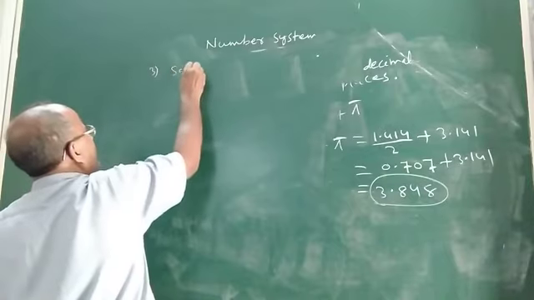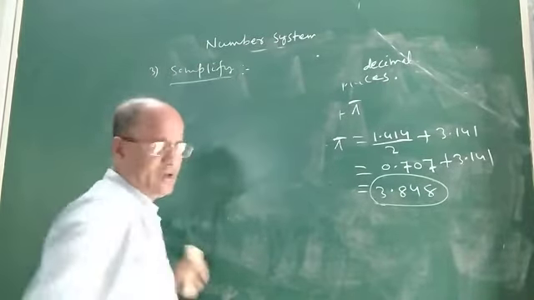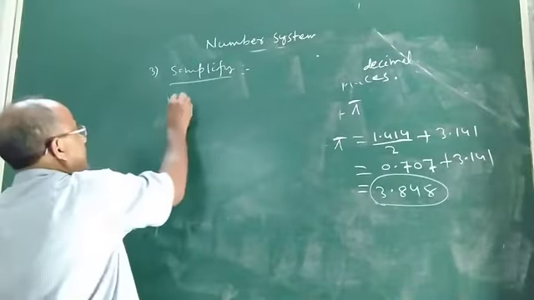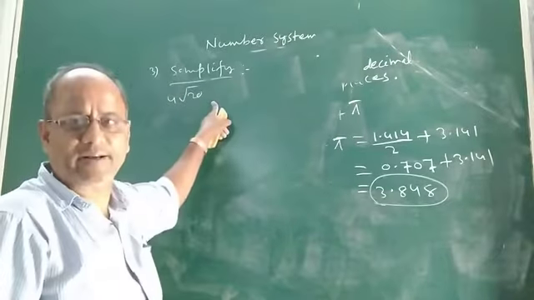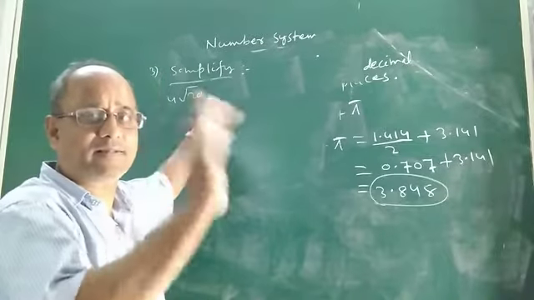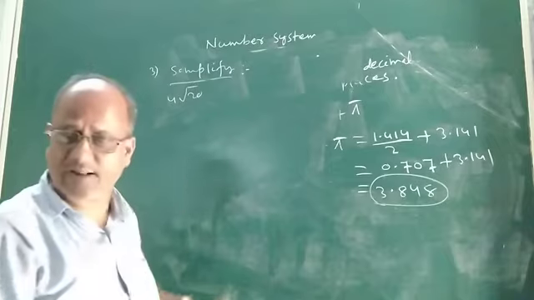Simplify. This type of question generally comes in the exam. Suppose we are given 4 root 20, simplify. 4 root 20 is an irrational number. It is the product of a rational and an irrational number. So the product of a rational and irrational is what? It is always irrational. So this is an irrational number.